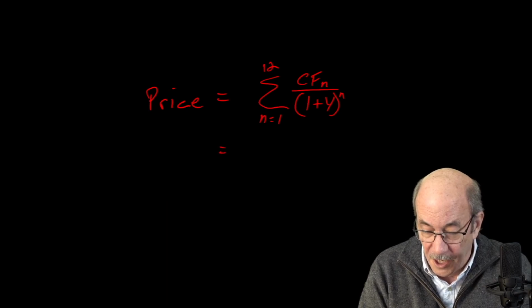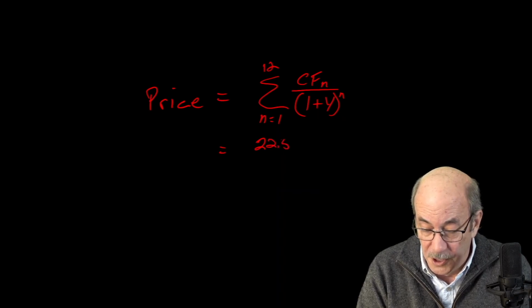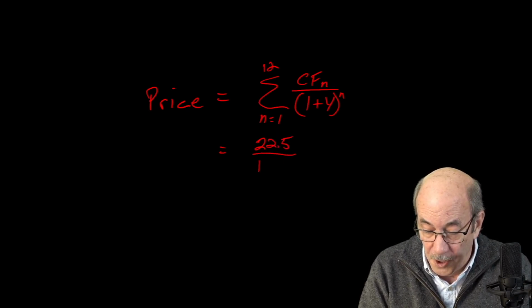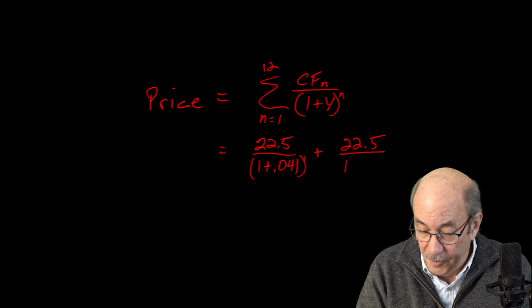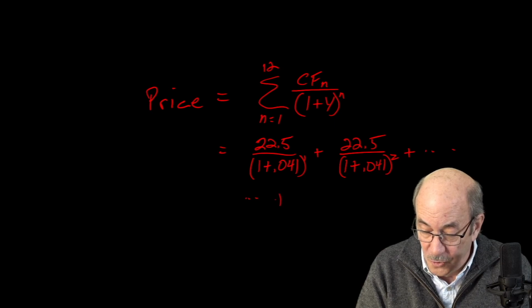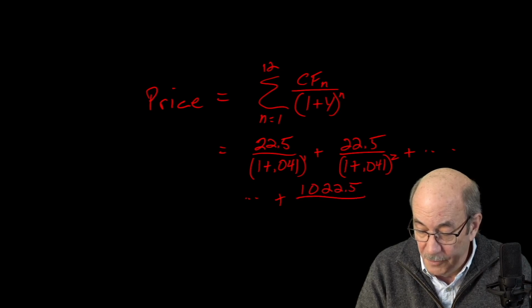So what you're going to have is a series of cash flows. The first 11 are simply $22.50 divided by 1 plus 0.041 raised to the first, and then 22.5 divided by 1 plus 0.041 raised to the second, and so on, until we get to the 12th cash flow, and it's going to be the $1,000 plus the $22.50 final payment divided by 1 plus 0.041 raised to the 12th.